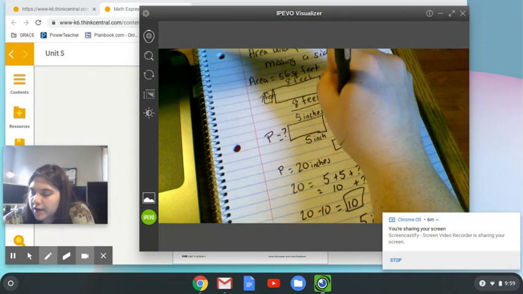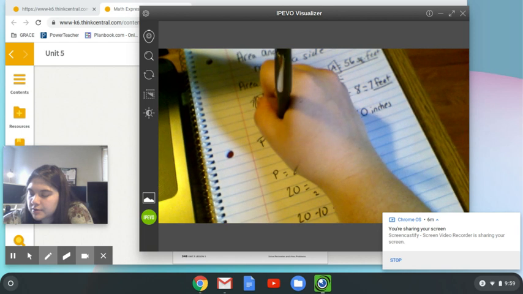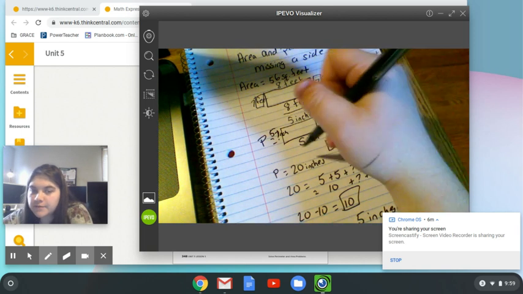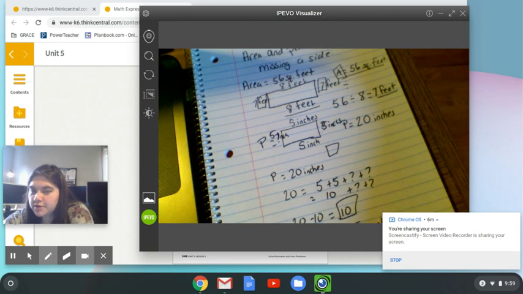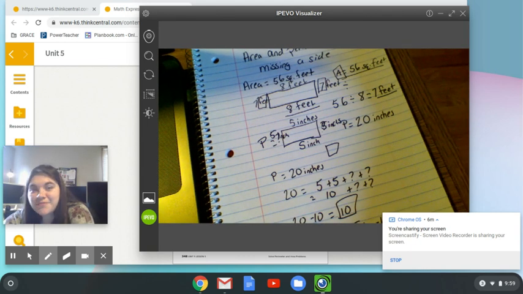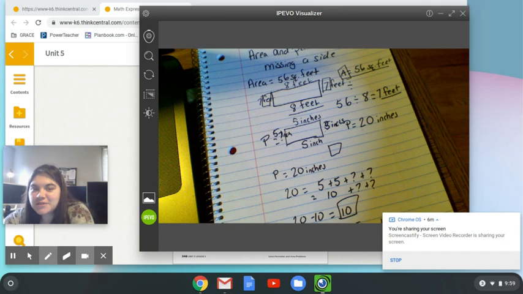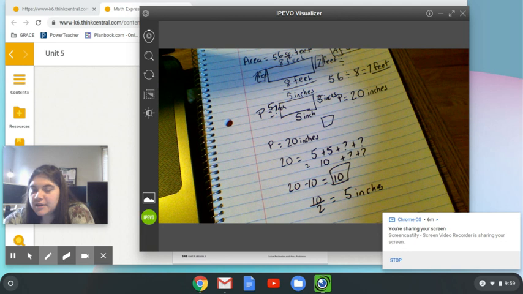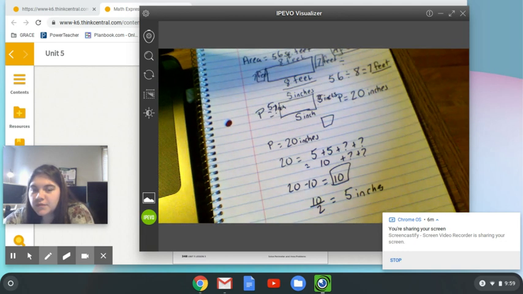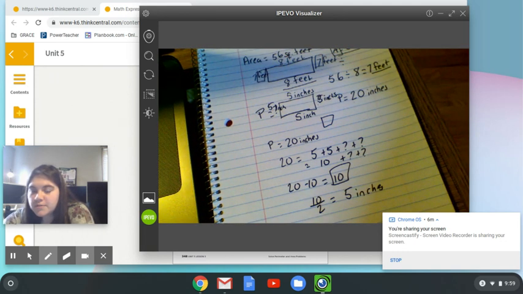Now if I add all my sides together, 5 plus 5 plus 5 plus 5 should give me 20 inches. Obviously, this is not drawn correctly because technically I would make a square. So we all know that when Miss Boda draws things, it's not always to scale, but I did show my math and label my things. So hopefully that helps.